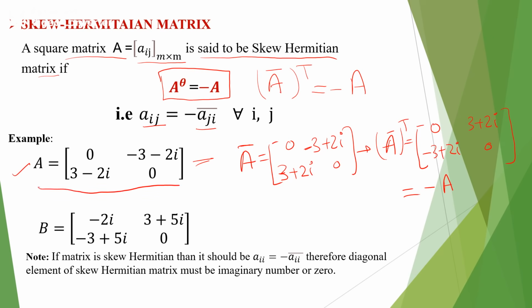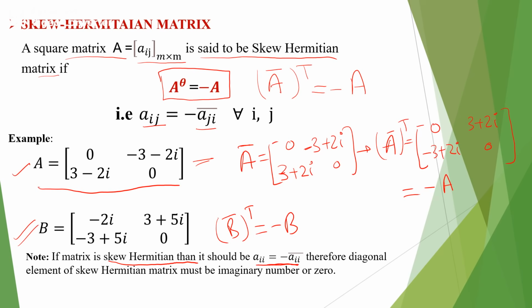In a similar way, the B matrix is also skew Hermitian. You can check it by taking the conjugate transpose of that matrix. We get the conjugate transpose of that matrix as minus B. So here we have to note, if a matrix is skew Hermitian, then a ij is equal to minus the conjugate of a ji. That means a ii is equal to minus the conjugate of a ii.